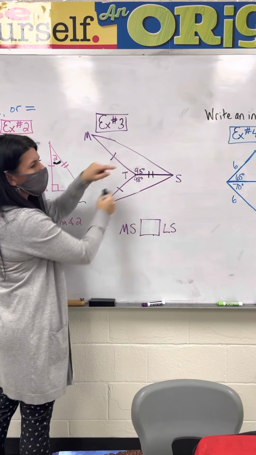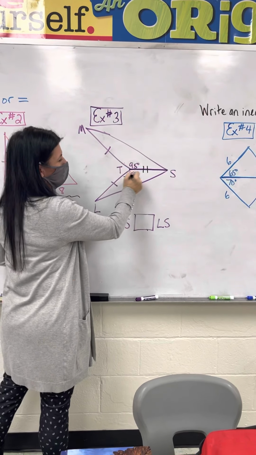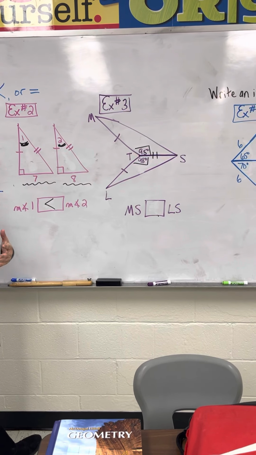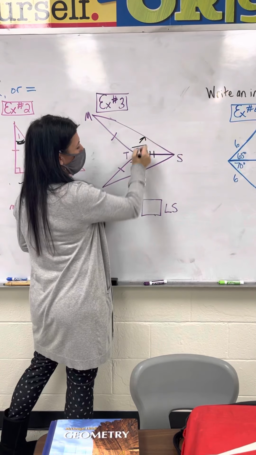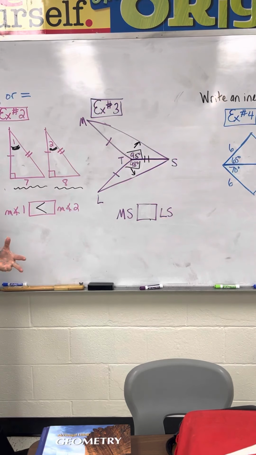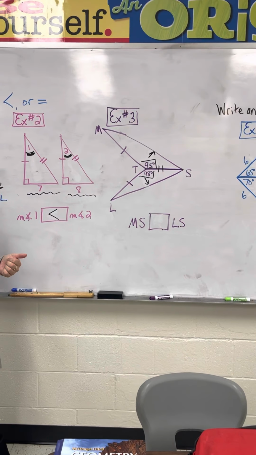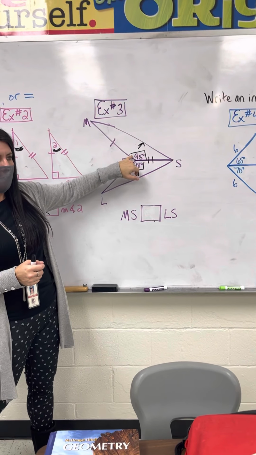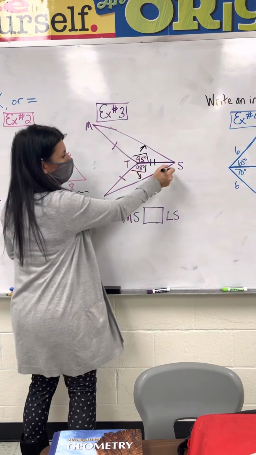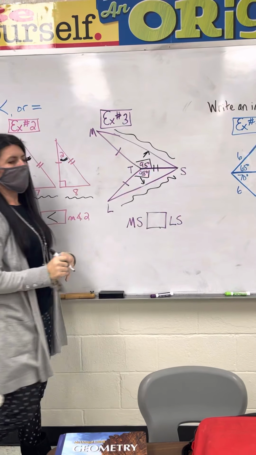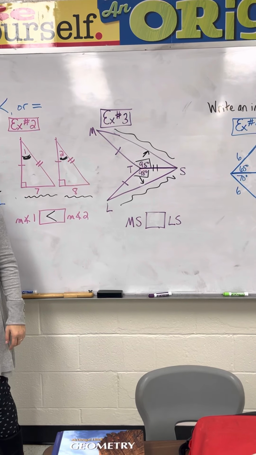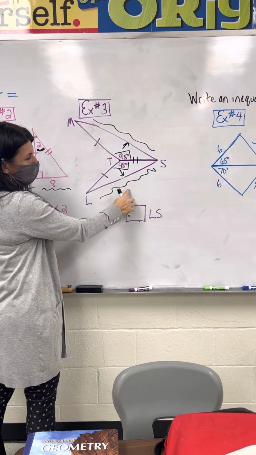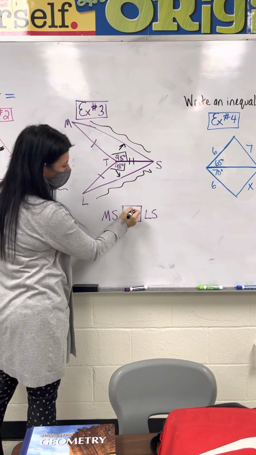So I do have two sets of congruent sides. This angle and this angle is my included angle, or kind of my sandwiched angle, which means I can use that opposite, that third side is what I can compare using those angles. So 98 is bigger than 95. So which of these third sides, this side or this side, is going to be bigger? Well, LS. This angle is bigger than this one, so this third side, LS, is bigger than that side, MS.